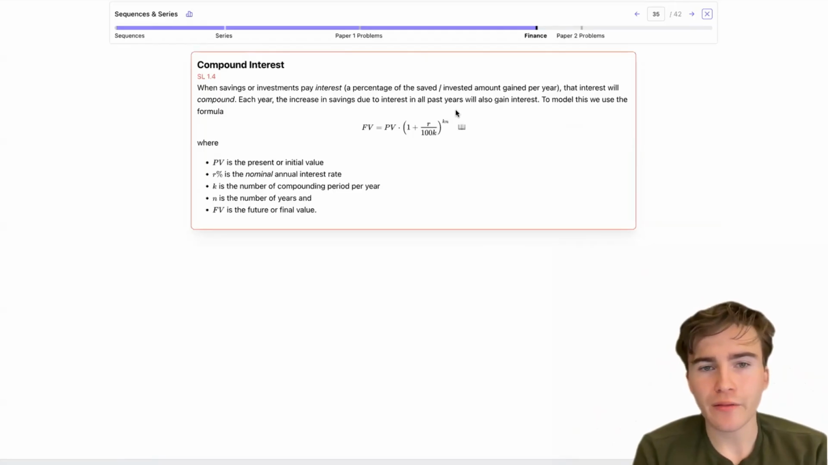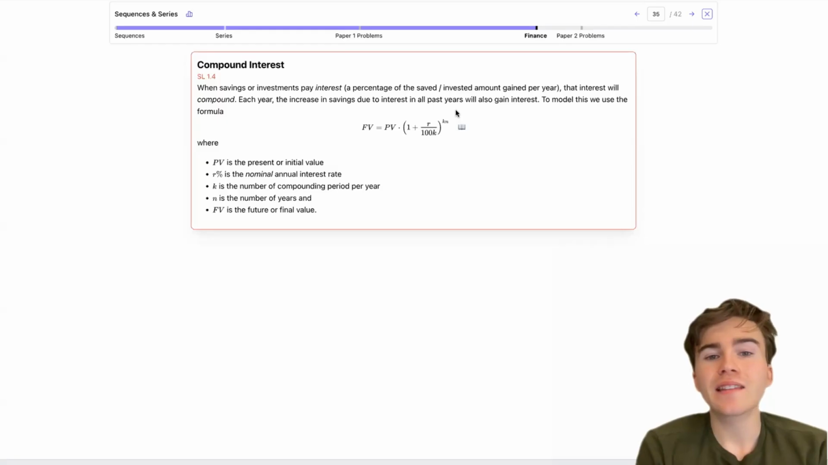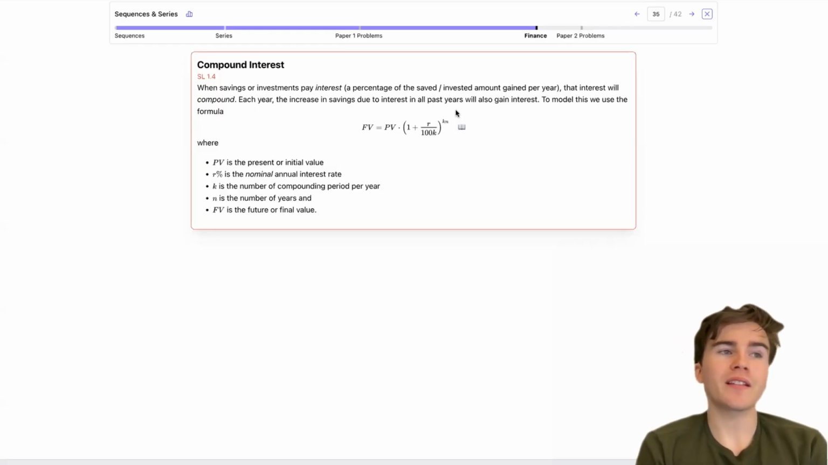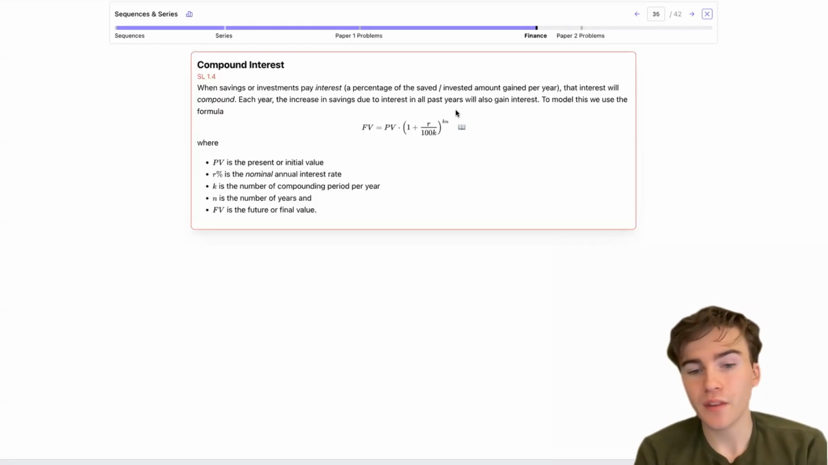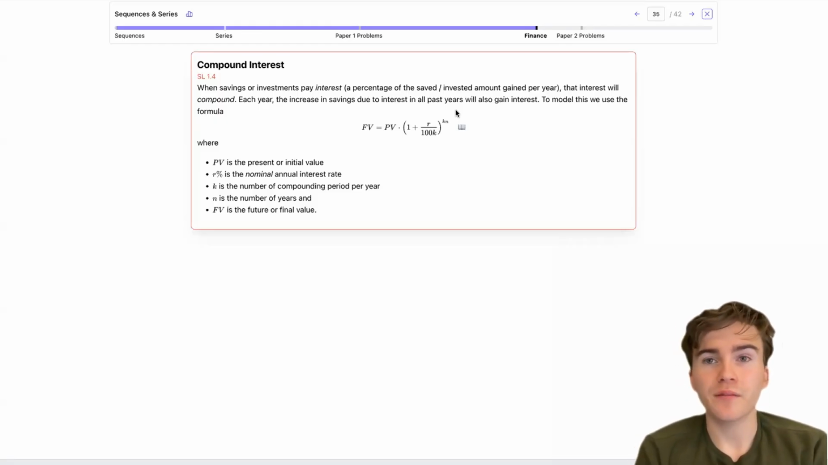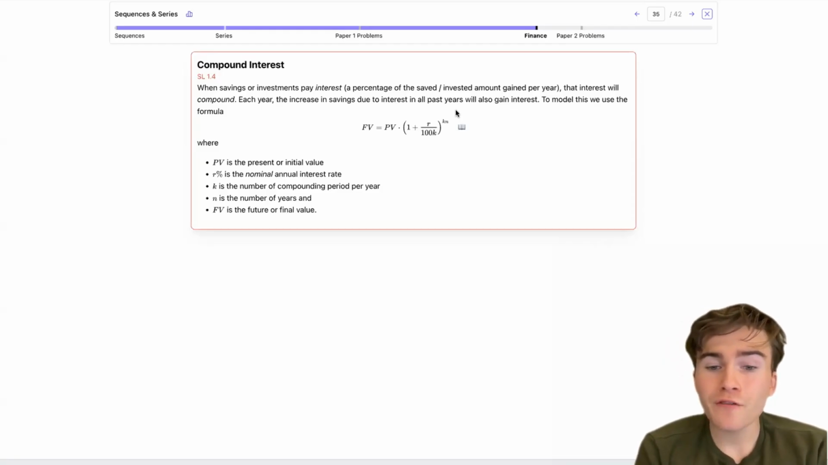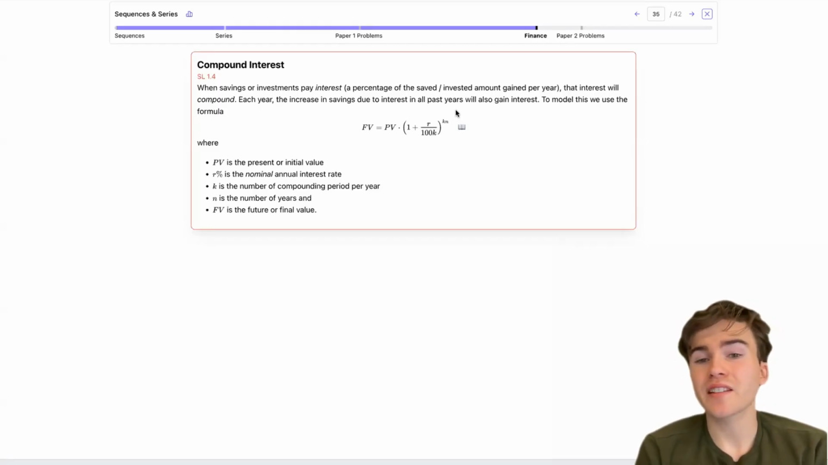So if you make a savings account or an investment account that pays interest, then that interest will compound. What does that mean? It means that if I put $100 into the bank and I get 5% per year, at the end of the year, my bank account is going to be $105. And then in the second year, when the 5% is added, it's not just being added to my 100, but I now also have 5% of 105.